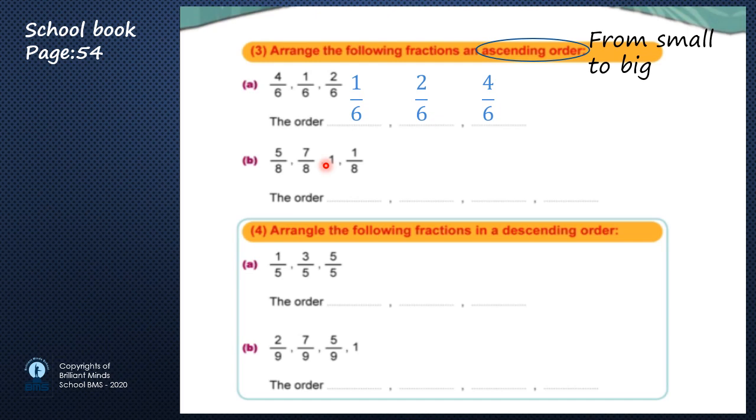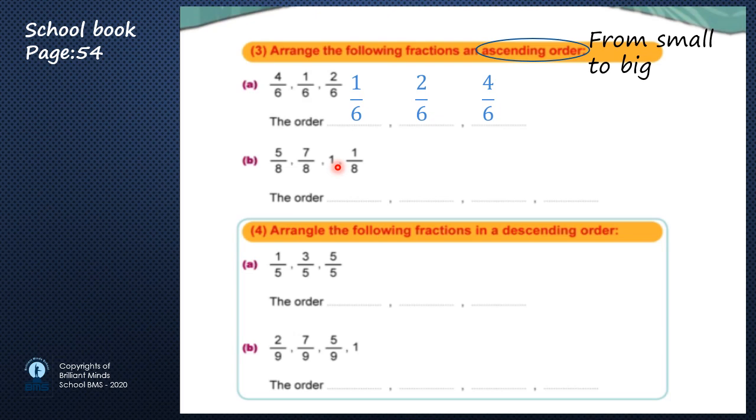What is the fraction? 1 whole number, whole fraction, equal what over what? N must be equal D. How we gonna choose the N and D? By the denominator here, 8. So we're gonna say 1 equal 8 over 8. Okay? Then we're gonna compare, we're gonna arrange.